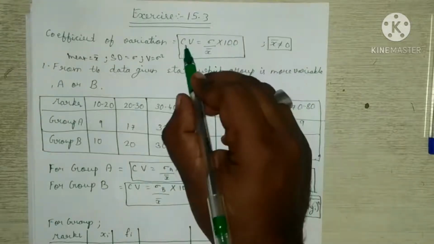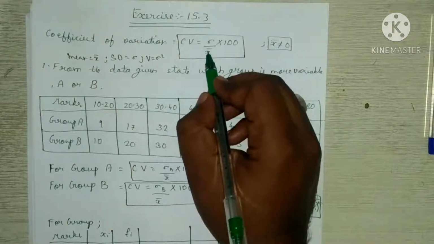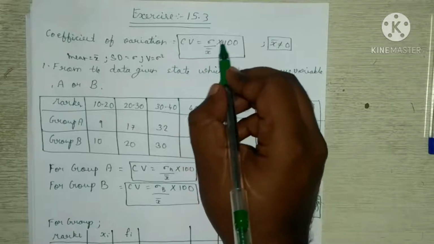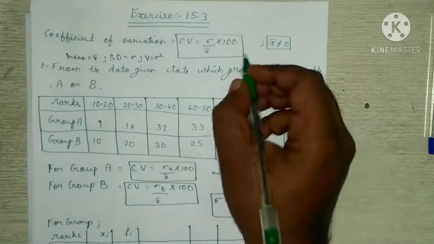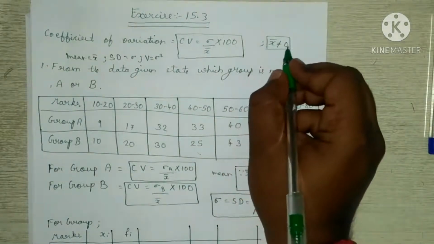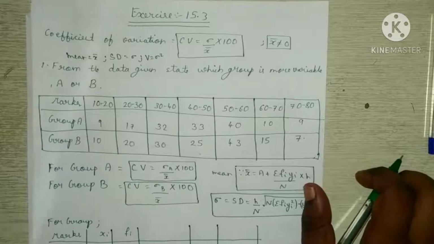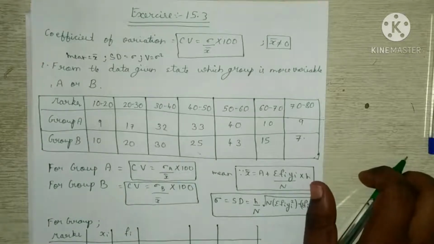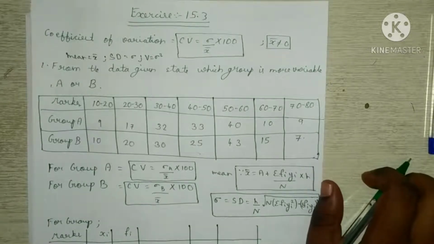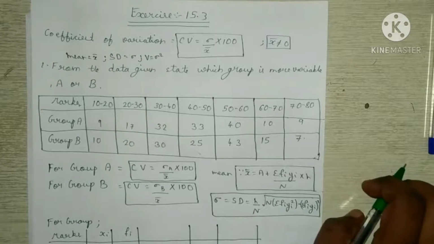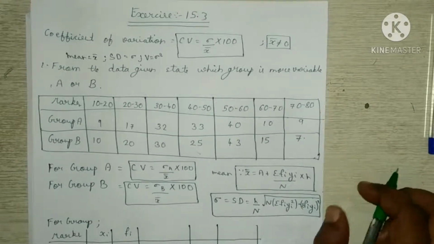CV is equal to sigma by x bar into 100, where x bar is not equal to 0. If x bar is 0, CV will become infinity. That's why x bar should not be equal to 0. Next we'll go with the problems.